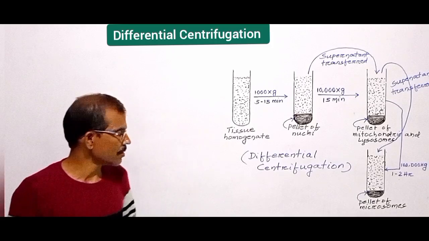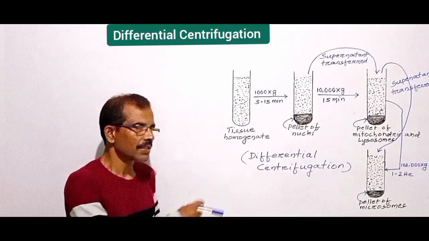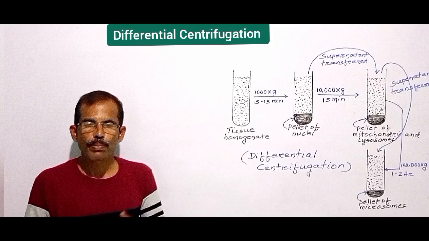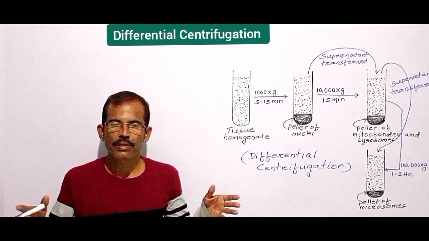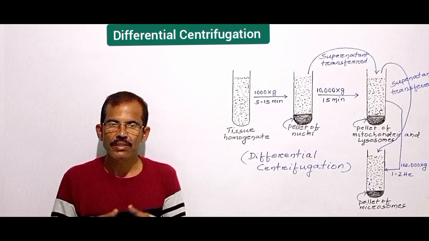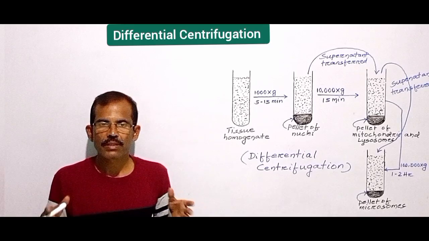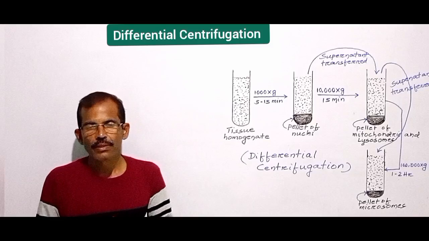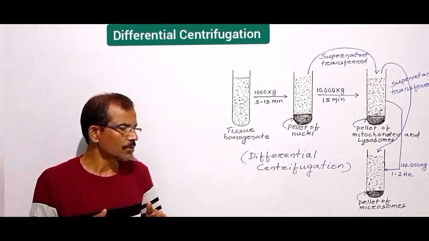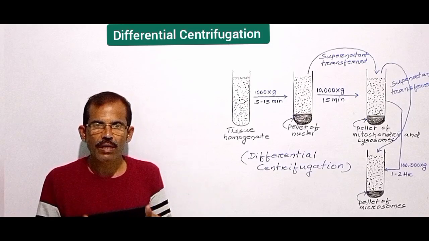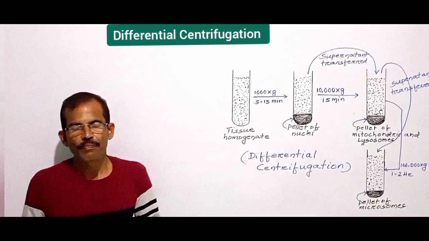Differential centrifugation is a type of preparative centrifugation that separates particles of different size and density based upon differences in their sedimentation rate. This technique is also known as differential velocity centrifugation.